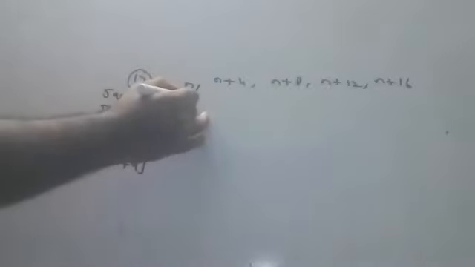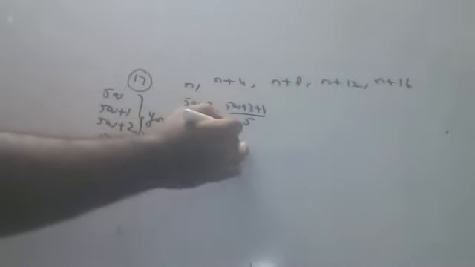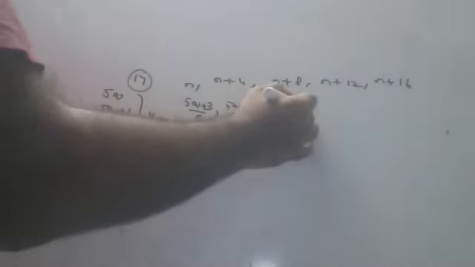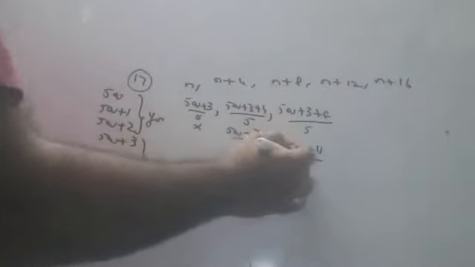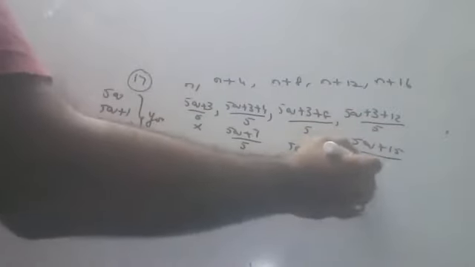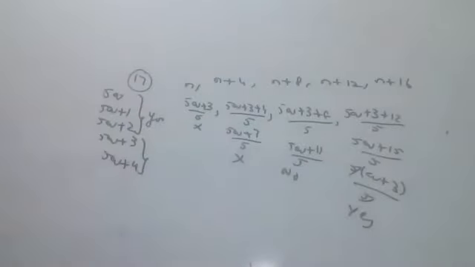5q plus 3. Is it divisible by 5? No. 5q plus 3 plus 4 by 5, you will get 5q plus 7 by 5. Is it divisible by 5? No. Let us check. 5q plus 3 plus 8 by 5, that is 5q plus 11 by 5. Is it divisible by 5? No. Next you check. 5q plus 3 plus 12 by 5, 5q plus 15 by 5. 5 you take common, q plus 3 by 5. 5 cancel. Yes. Next one, no. Among all these, only one is divisible.